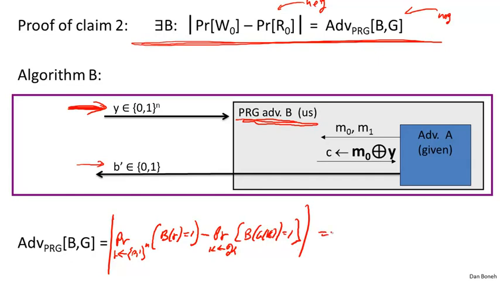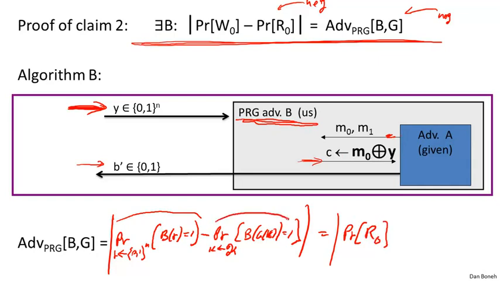Okay, but let's think about what this is. What can you tell me about this expression over here? By definition, if you think about what's going on here, this is exactly the probability R0. Because in the game we're playing with the adversary, he outputs M0, M1, and he gets the encryption of M0 under a truly one-time pad. So this is the probability of R0.